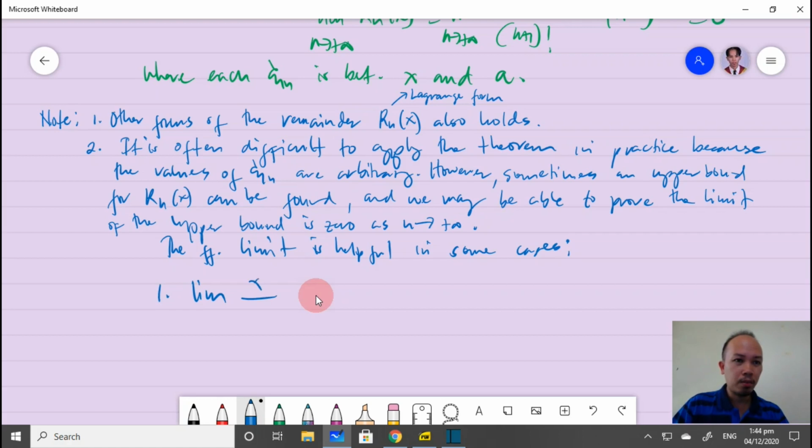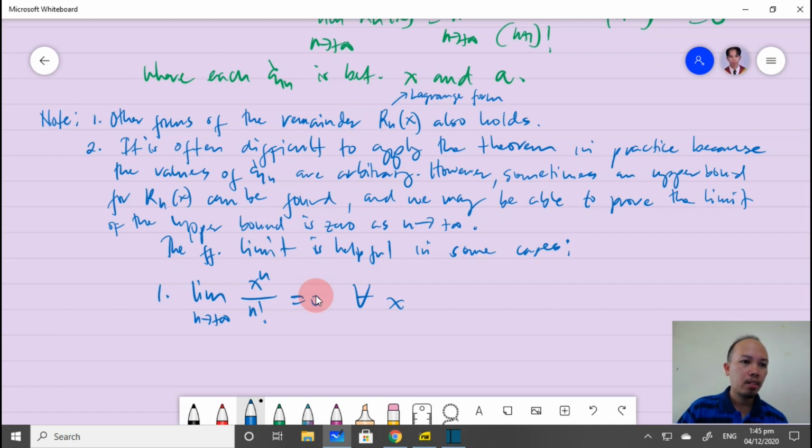well-known limit: x to the n over n factorial as n approaches positive infinity. This is 0 for all x. We know that in the topic about the rate of growth of convergence, I forgot which lesson, this is familiar. n factorial grows faster than x to the n.